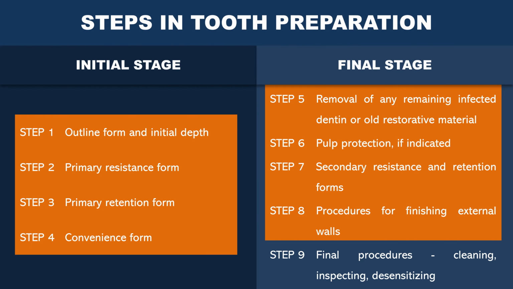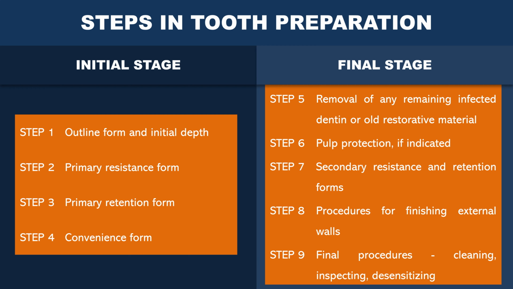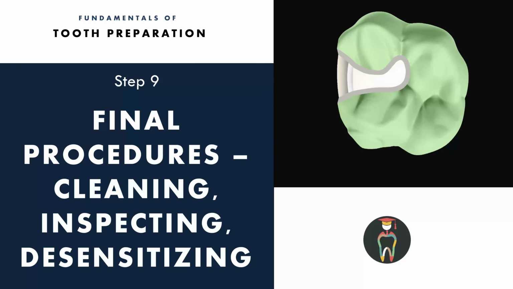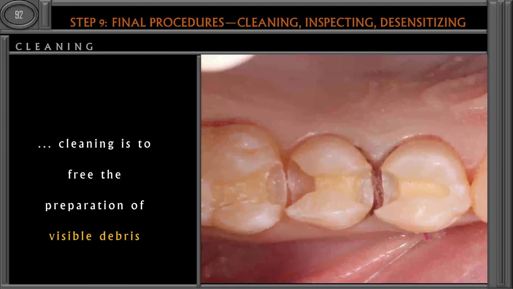So thus we have seen the procedures for finishing the external wall. The last step in tooth preparation is the final procedures of cleaning, inspecting, and desensitizing. So we have already finished the tooth preparation. Finally we have to look at how clean the preparation is, and we have to inspect whether there may be any secondary caries or any caries which is not removed and left, and then we have to desensitize or bond the tooth preparation.